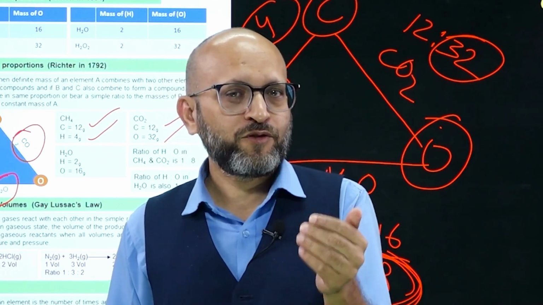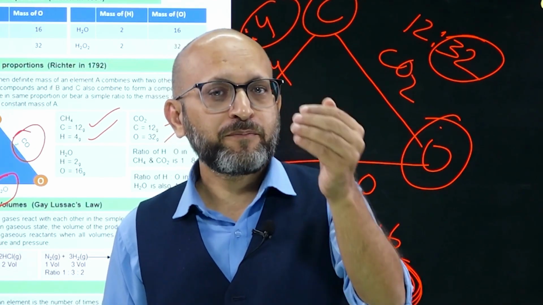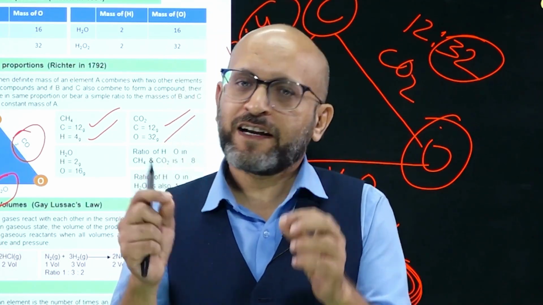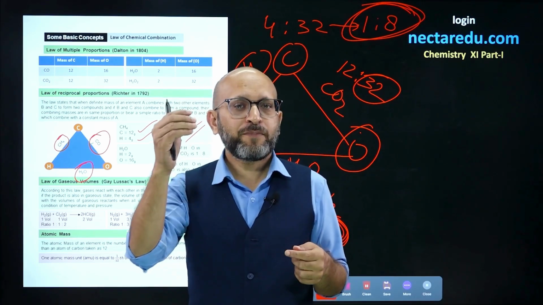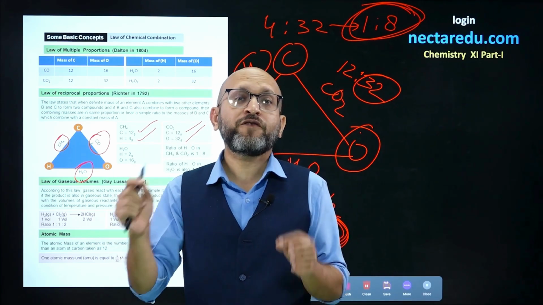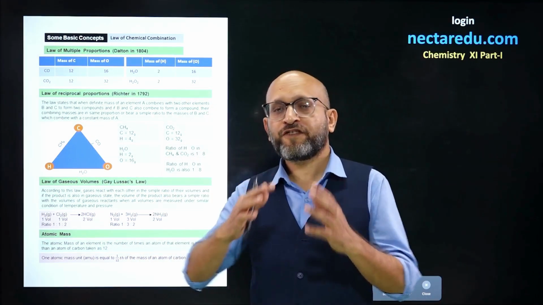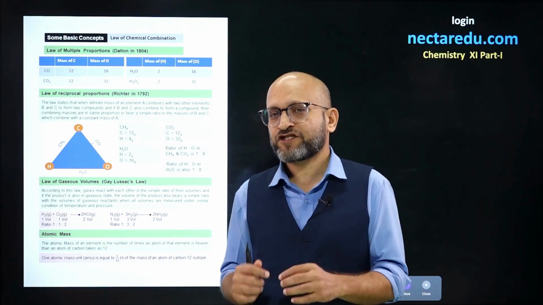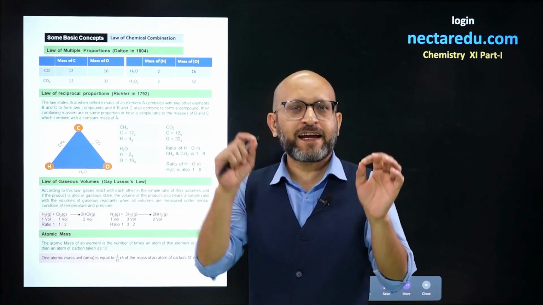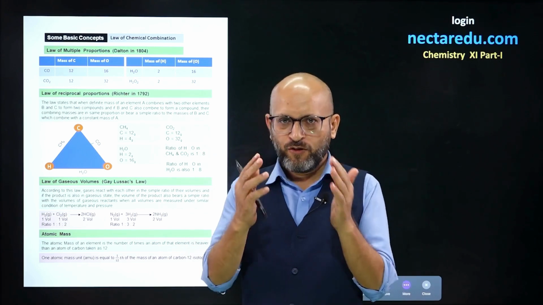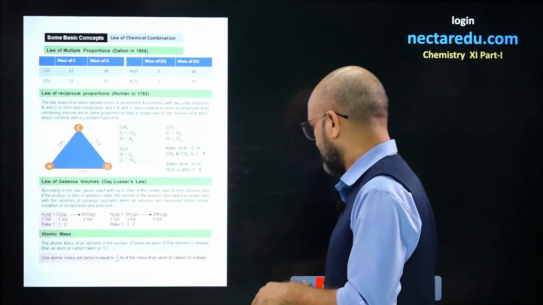Alright. So, what is AMU? AMU is 1 by 12 the mass of a carbon-12 atom. 1 AMU equals 1 by 12 into the mass of a carbon-12 atom. Law of gaseous volume. The law of gaseous volume is applicable only to gaseous reactants and gaseous products. How it goes, let me tell you here.